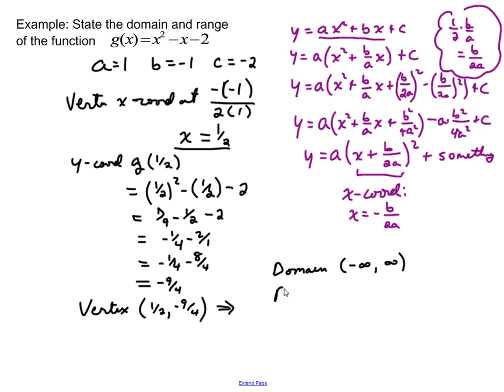And in this case, the range depends on where the y-coordinate of the vertex is and whether the parabola opens up or down. We know this parabola opens upward. That's because our leading coefficient, a, is 1, and it's going to start at the y-coordinate negative 9/4 and continue on to positive infinity. So that would be our answer.